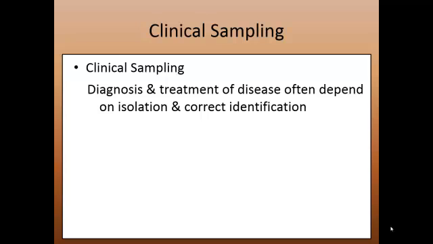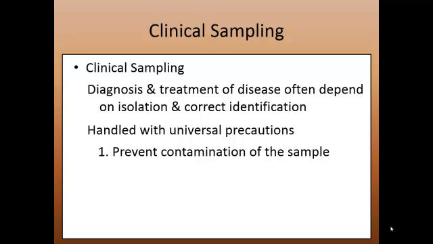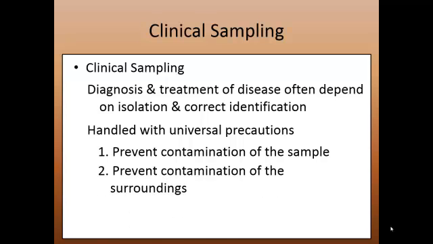The diagnosis and treatment of disease often depends upon isolation and correct identification of the pathogen that is causing the disease. So these samples that are taken from patients who are sick need to be handled with universal precautions. Well, what do I mean by universal precautions? They are handled such that the sample is not contaminated with organisms that were not present in the patient. So we want to keep organisms out. And we want to prevent contamination of the surroundings. You don't want pathogenic bacteria all over your lab or anywhere else.